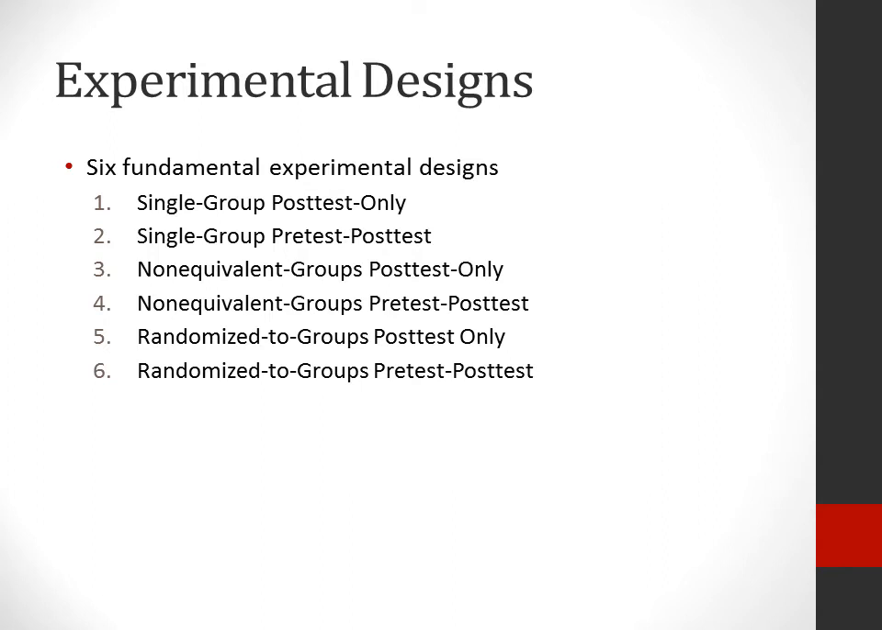Then we have non-equivalent groups. These are non-randomized groups that we can use to test either post-test only or pre-test and post-test. And in this instance, we have a control group. So we're looking at our intervention within 2 groups. One of them has an intervention and the control group does not. Finally, we have our randomized groups. This is when participants are randomly assigned to 2 different groups, and we can test them either post-test only after an intervention or pre-test and then post-test.